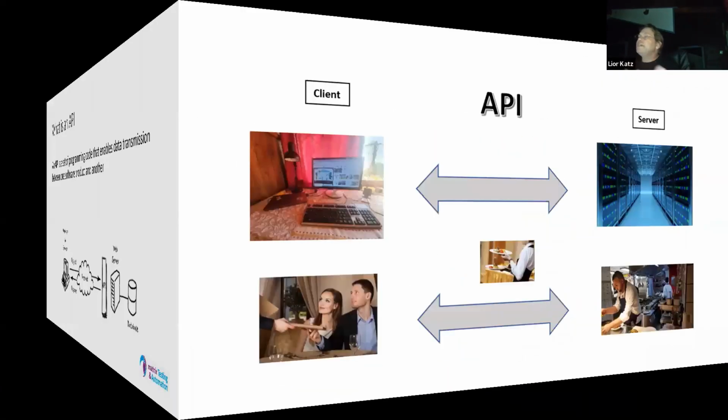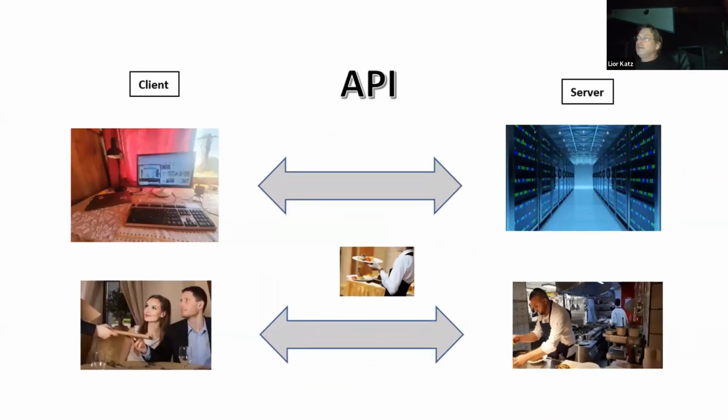Usually, when we send an API, here's the sample of my client and the backend or the application server, and here is the example of the restaurant. Again, the customer asks for the food, the waiter goes to the kitchen, in the kitchen they make the food, and the waiter goes back with the food. The same goes with the client and the server.